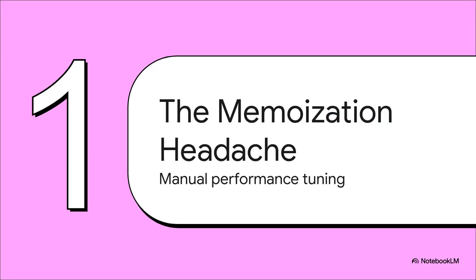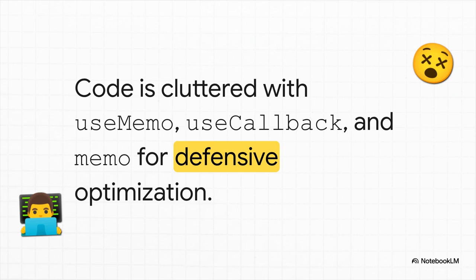Okay, first up, let's really unpack this shared pain point, the memoization headache. This is all about the thankless chore of manually tweaking our React components just to make them perform well. So take a look at this code. It should look incredibly familiar, right? We've got our component wrapped in React.memo. Inside, we're using useMemo for some heavy data processing and useCallback for a click handler. It's the classic playbook for manual optimization. It feels right, but man, just look at all that extra code.